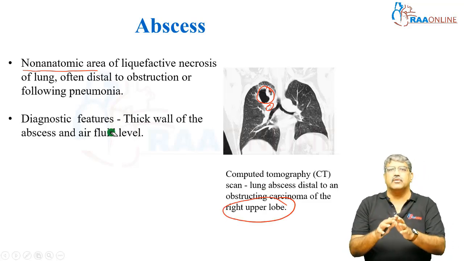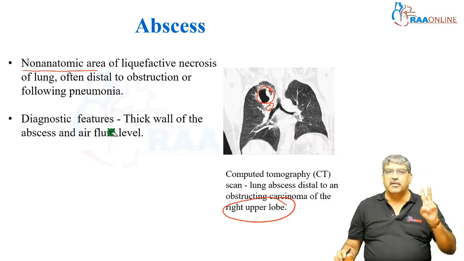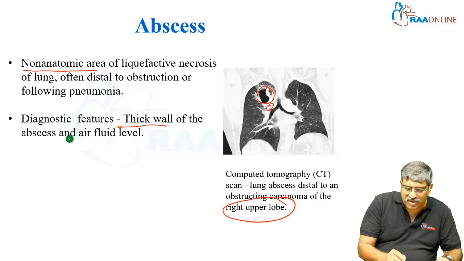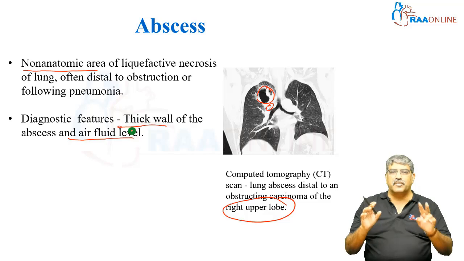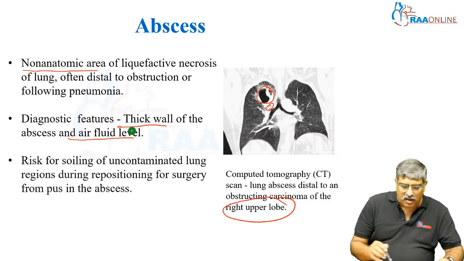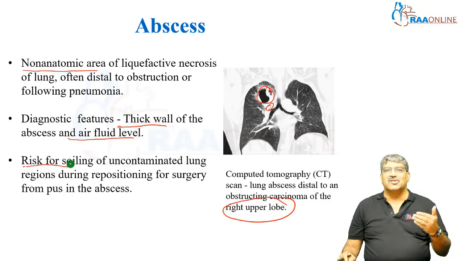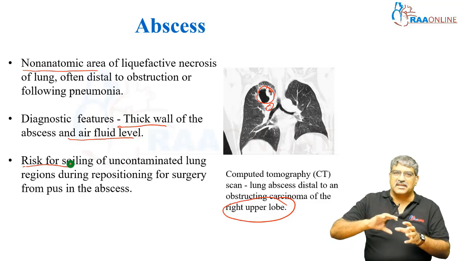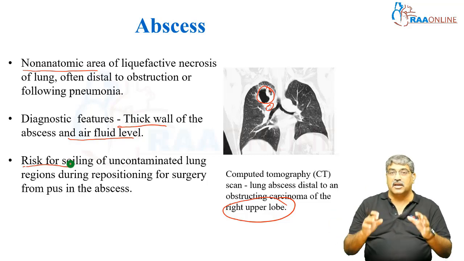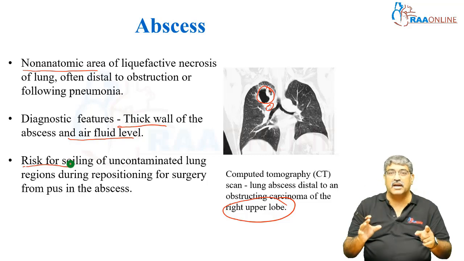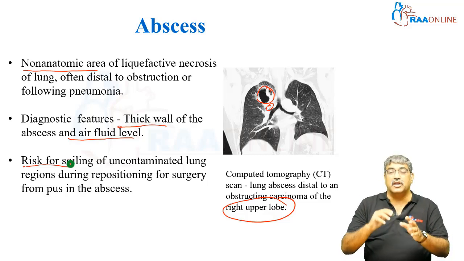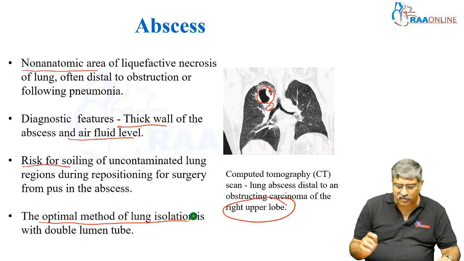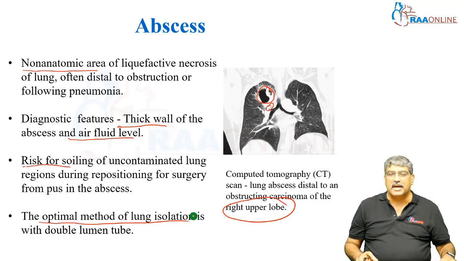Now coming to the diagnostic features of abscess, there are two main features. One is the thick wall of the abscess cavity, and next is the air fluid level. These two things are usually present in abscess. The most important risk is soiling the healthy lung. When you reposition, the abscess pus can soil the normal healthy lung. That is very, very important. So, when you are positioning or doing lung isolation, you should be really careful that you do not soil the healthy lung. The optimal method of lung isolation in abscess is a double lumen tube.